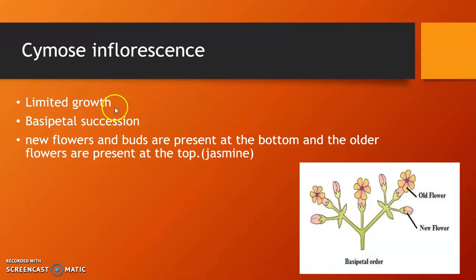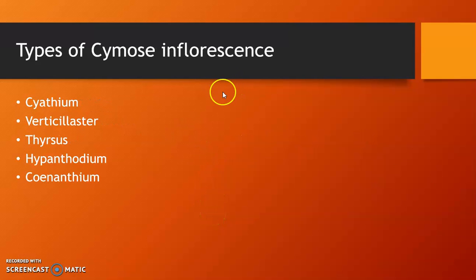So it is having a limited growth and it is having a basipetal succession, that is, the new flowers and buds are at the bottom. So here you can find the new flower at the bottom and the old flowers are at the top. You can view this in jasmine. This is the cymose inflorescence. And there are different types of cymose inflorescence, namely cyathium, verticillaster, thyrsus, hypanthodium and cynanthium. So these five types are of cymose inflorescence. The images are given.